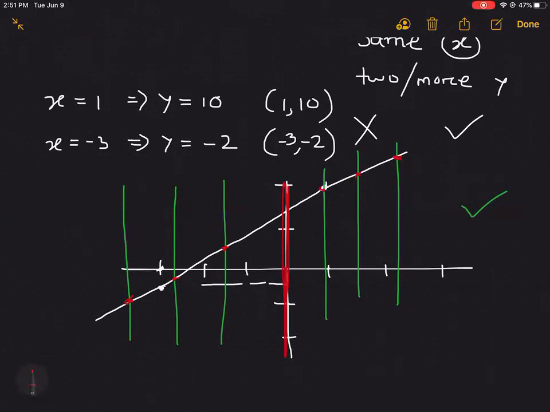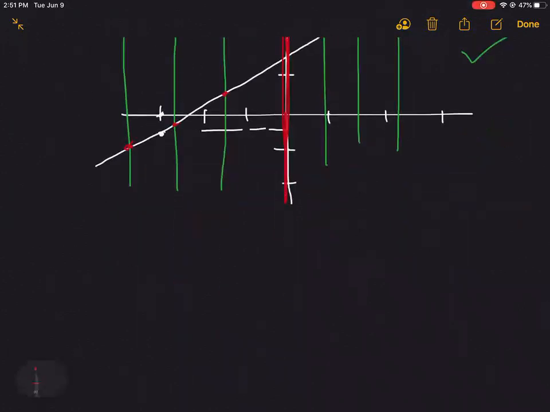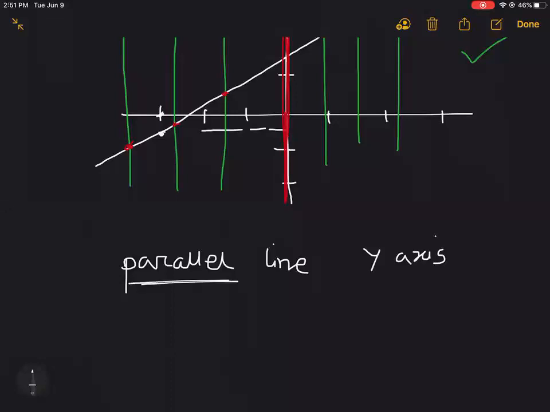So that's by graphing. So the rule is you need to draw a parallel line to the y-axis, and if the graph intersects that parallel line in more than one point, then it's not a function. Otherwise, it's a function. Okay? So that's the basic, from graphing, of course.